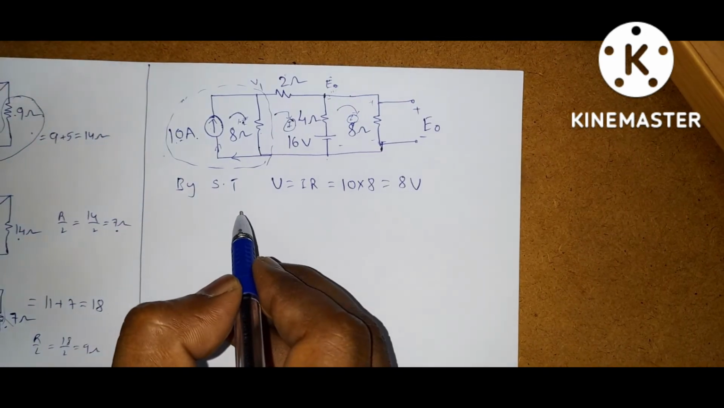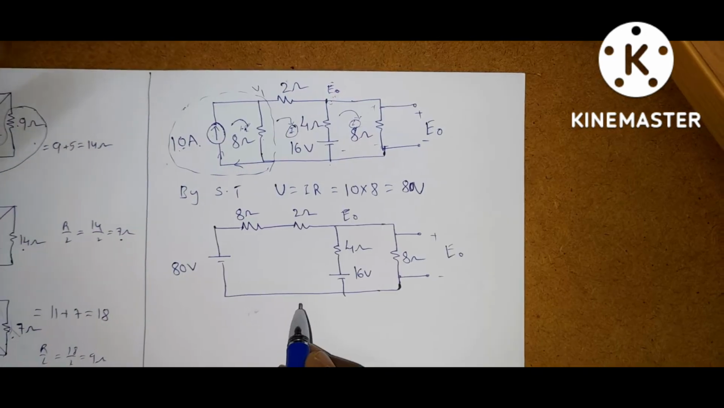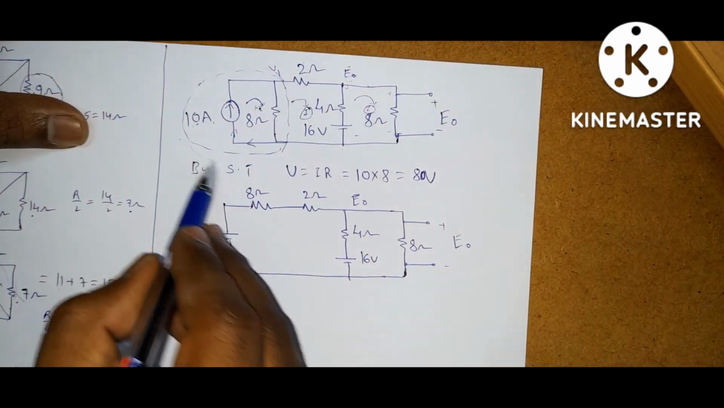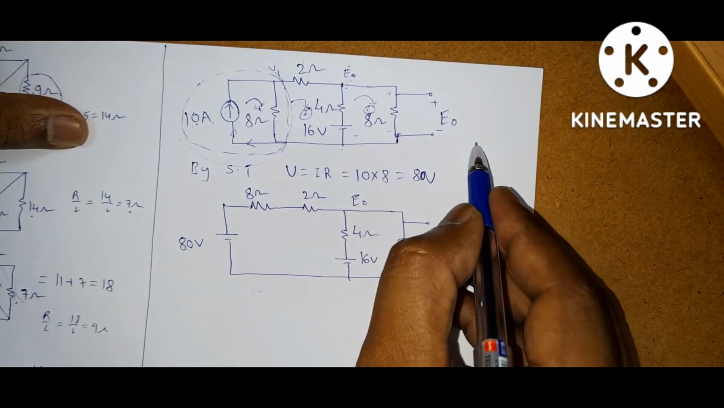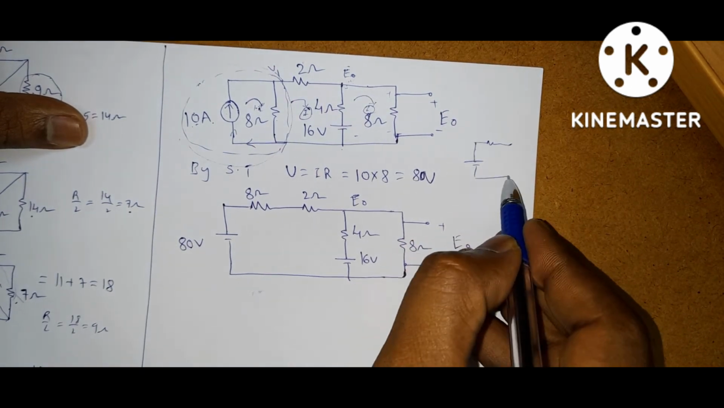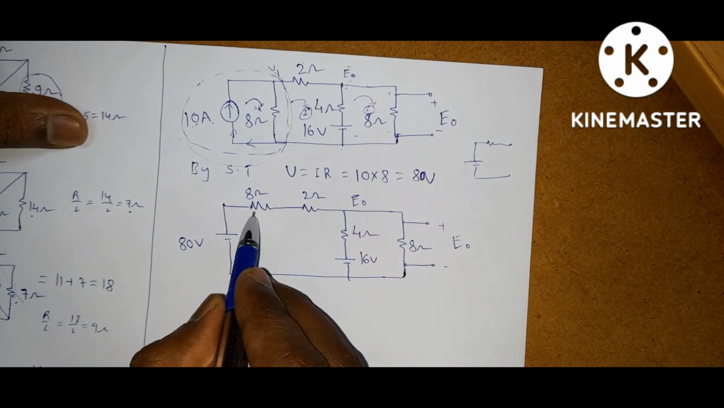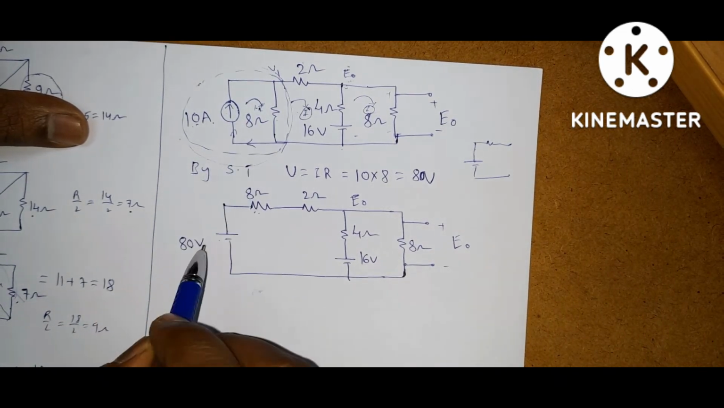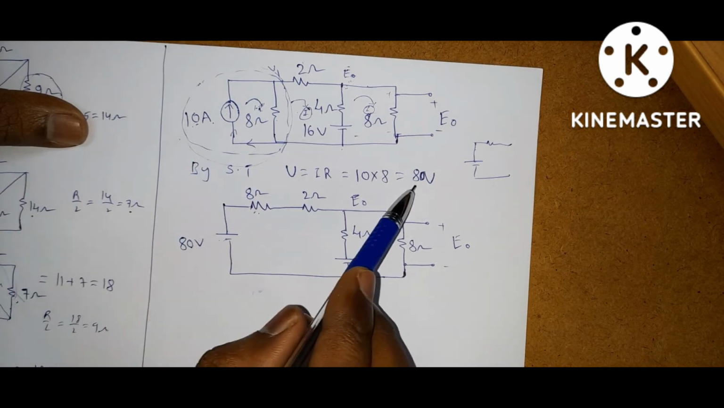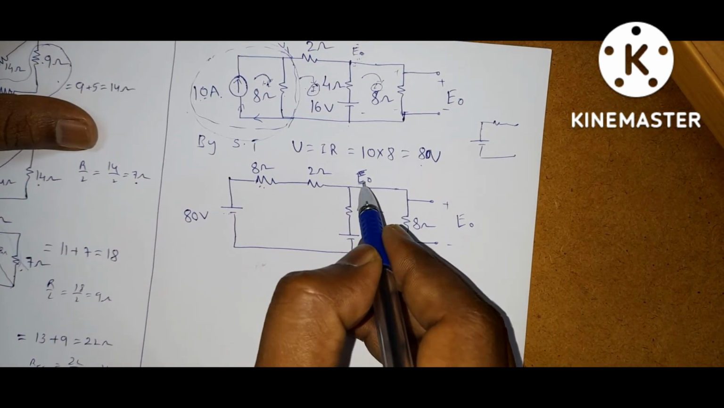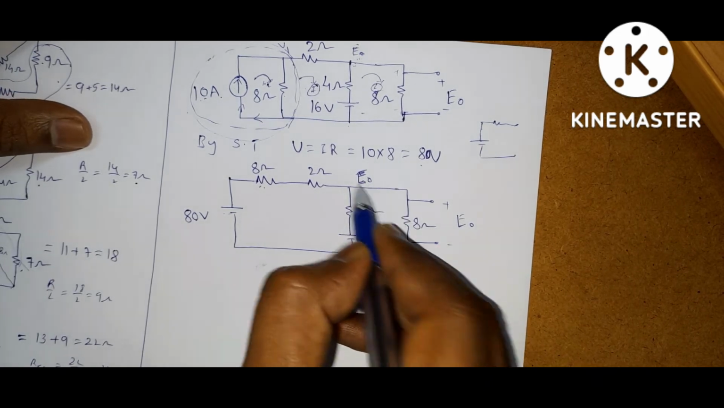So what is the circuit? The circuit becomes like this. Okay, this is a voltage source. So this source transformation can be written as a voltage source in series with a resistance. The resistance value does not change, only the voltage value changes. So here we got 80 volts. Now write the node equation for E naught. Okay, a single equation is enough to find E naught.